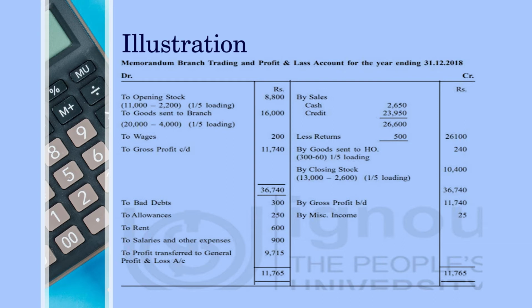Yes, wages 200 rupees. Wages 200. This is the amount of gross profit. It means this is the balancing figure. It means this is the amount of excess of this credit side over the debit side. 11,740. Total is 36,740.